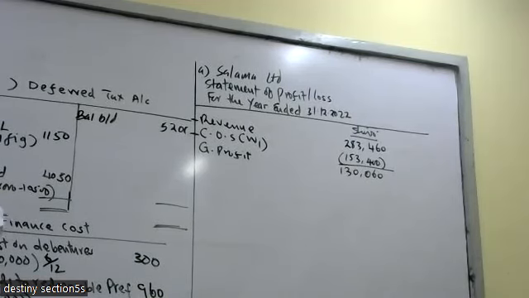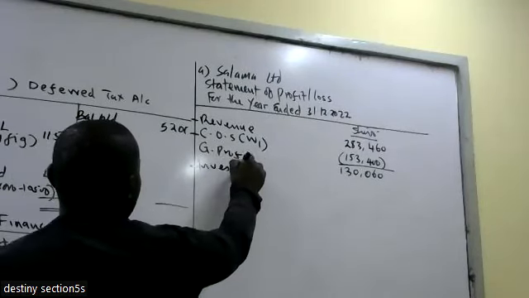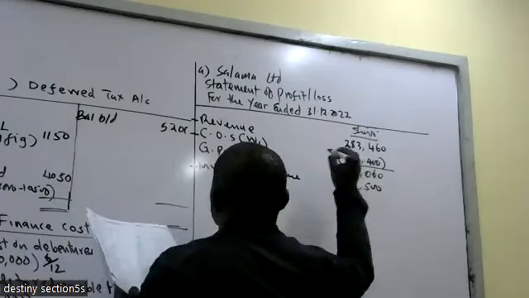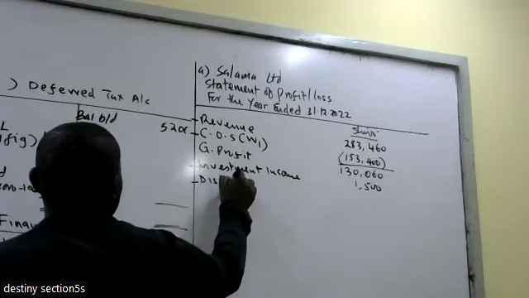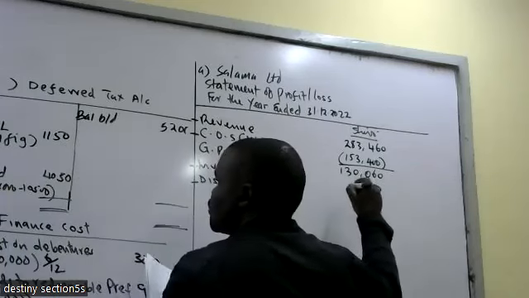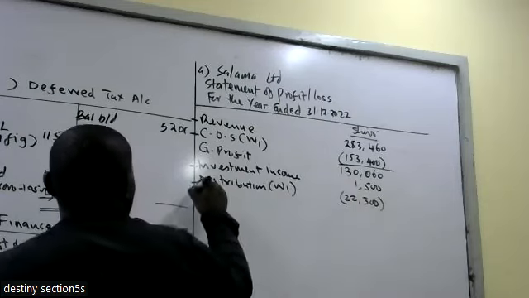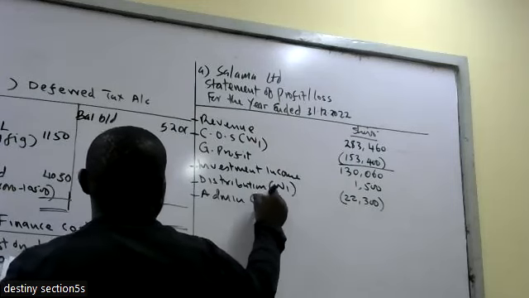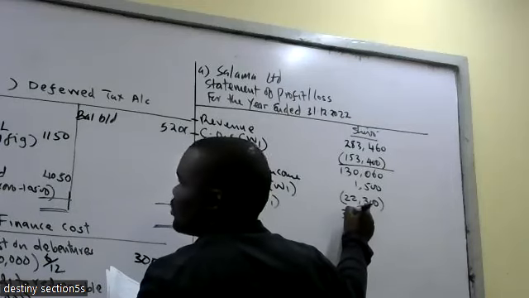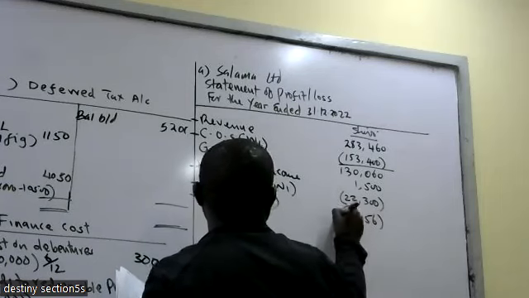Then there was other income, which is investment. There was investment income. Investment income is 1,500. Then there is distribution, working 22,300. Then there is admin, working 33,456. No, 35,456.